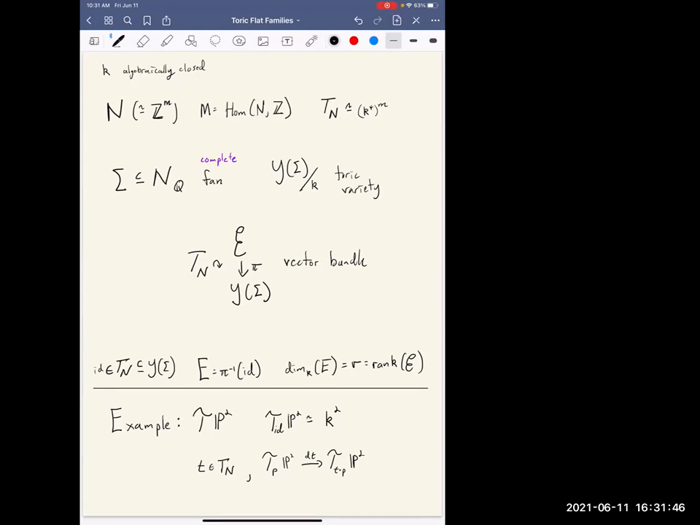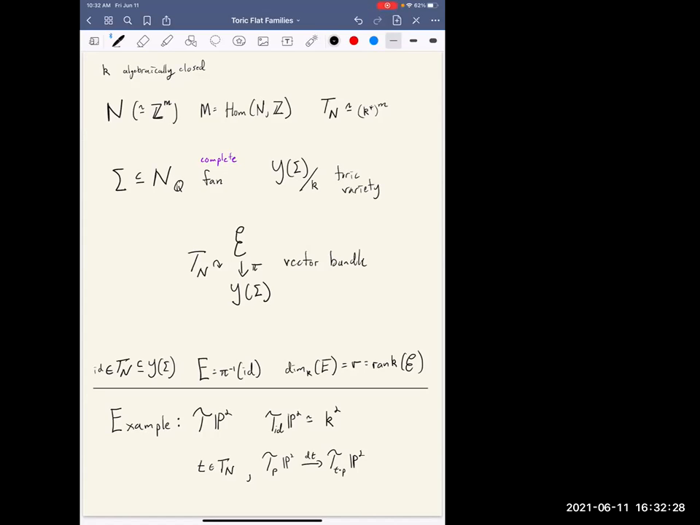So the objects I'm interested in telling you about are vector bundles over this toric variety, which come equipped with an additional piece of information, which is an action by this torus T sub N. So the rank of that vector bundle will be R, and of course this is the dimension of a fiber of the vector bundle. And I'm going to let E be the generic fiber of the vector bundle. So you can think of this as the fiber over the identity point in the torus when it is thought of as an open subset of the toric variety.